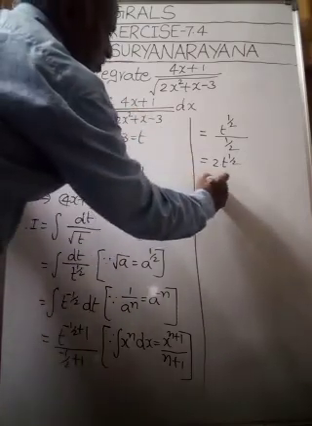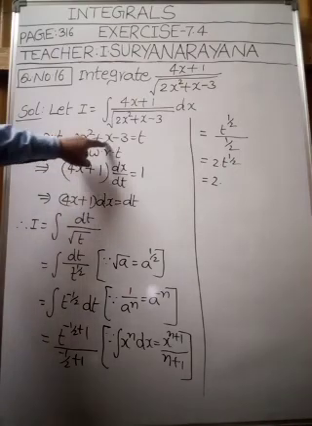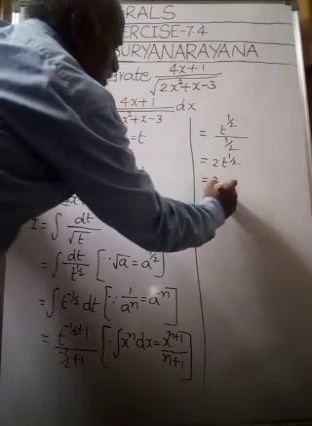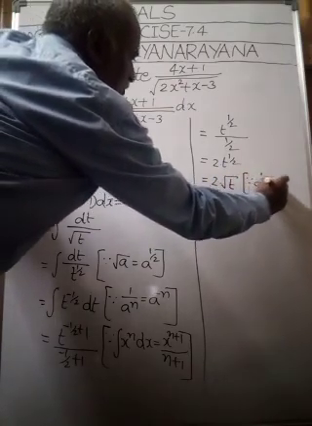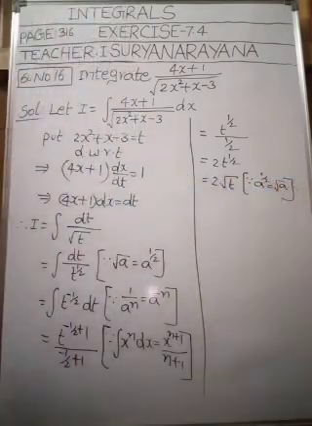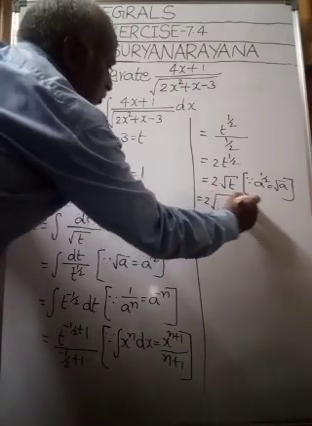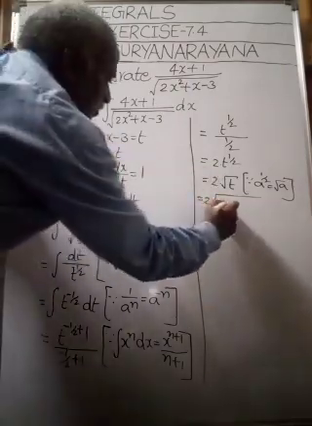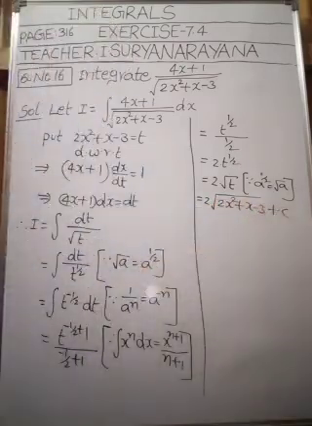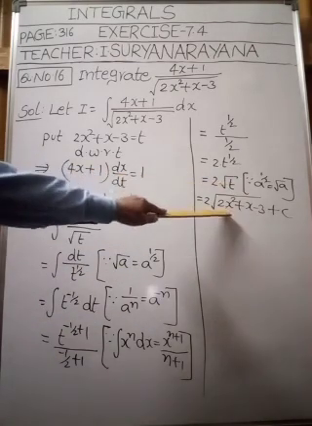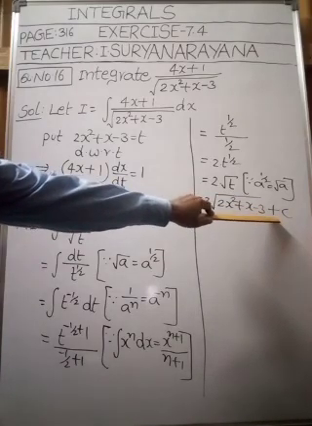This is equal to 2 into, what is the value of t here? 2x square plus x minus 3. This can be written as root t again, because a power 1 by 2 can be written as root a. That is equal to 2 into the root of 2x square plus x minus 3. This is the last step, we converted the answer in terms of x. So at last step we add the constant of integration.